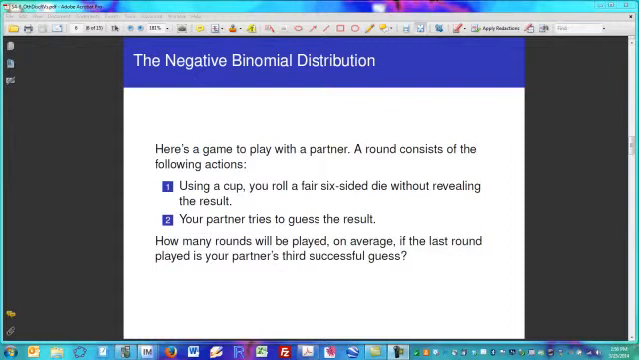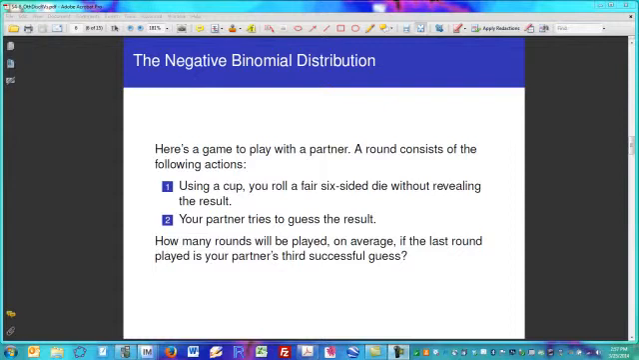So let's just adjust the game that we played as a contextualization of the geometric distribution so that it fits the negative binomial distribution. So the game was you use a cup, you roll a fair six-sided die without revealing the result. Your partner tries to guess the result. And the question is going to now be shifted to how many rounds will be played on average if the last round played is your partner's third successful guess.